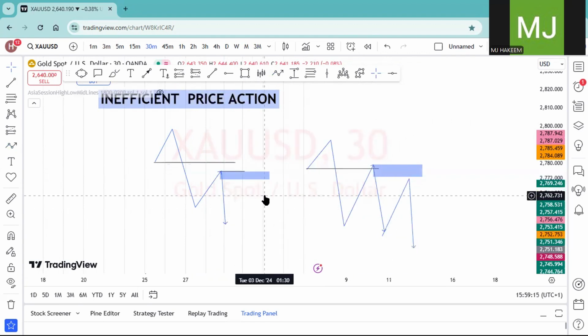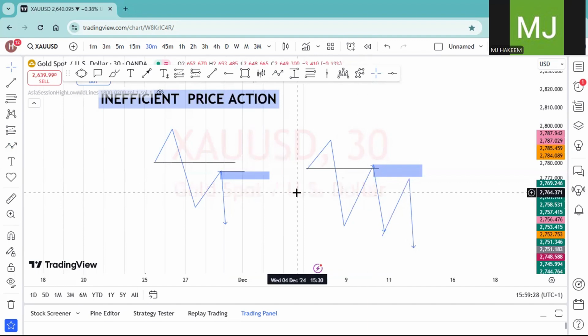Today we are going to be focusing more on inefficient price action. I'm also going to be showing you some trades that we took based on this inefficient price action, and how we were able to maximize profit from inside as well. So let's look at here.